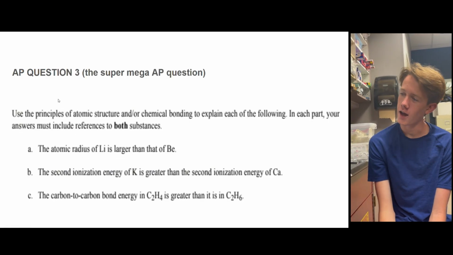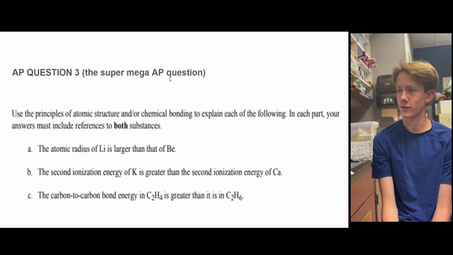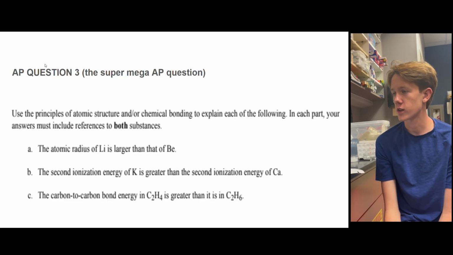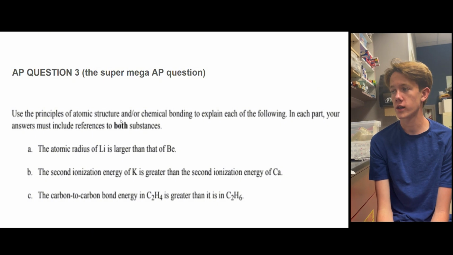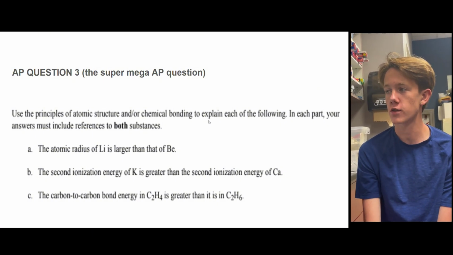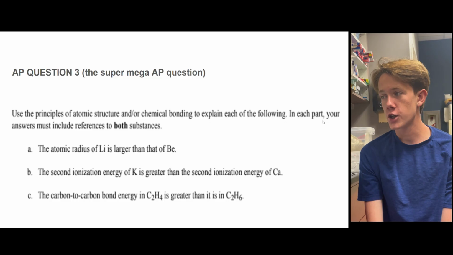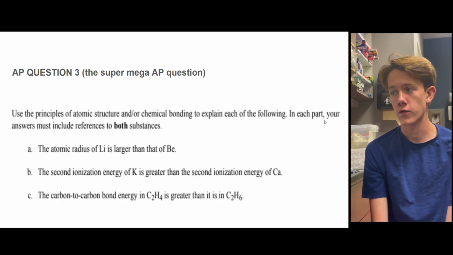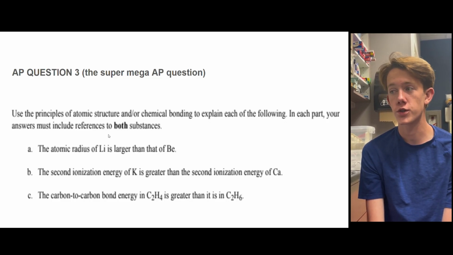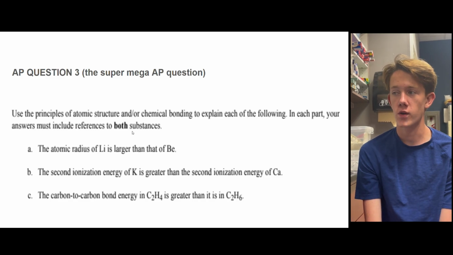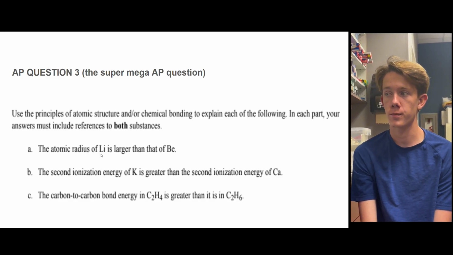Here's the super mega AP question, or AP question 3. Use the principles of atomic structure and/or bonding to explain each of the following. In each part, your answer must include a reference to both substances. For A, the atomic radius of Li is larger than Be.